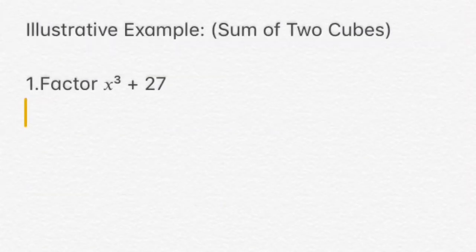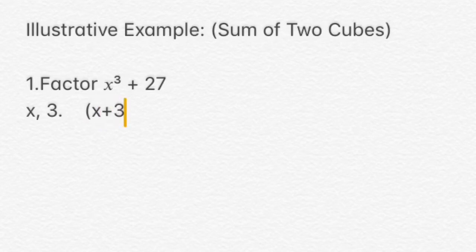Let's have our example here, factor x cubed plus 27. For the first step, we're going to find the cube roots of the two terms. The cube root of x cubed is x, and the cube root of 27 is 3. So for our first factor, we're going to have the sum of the two, x plus 3.